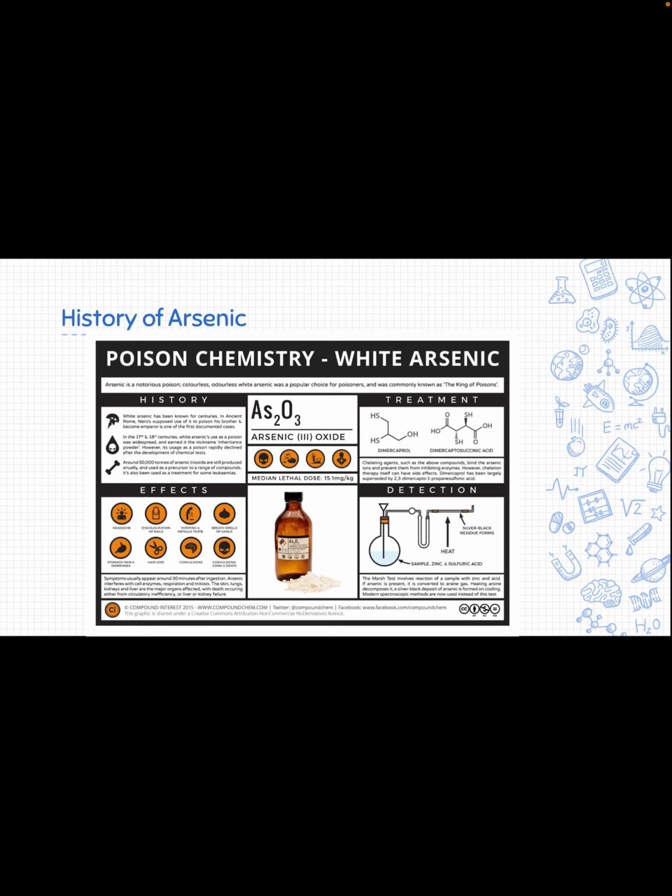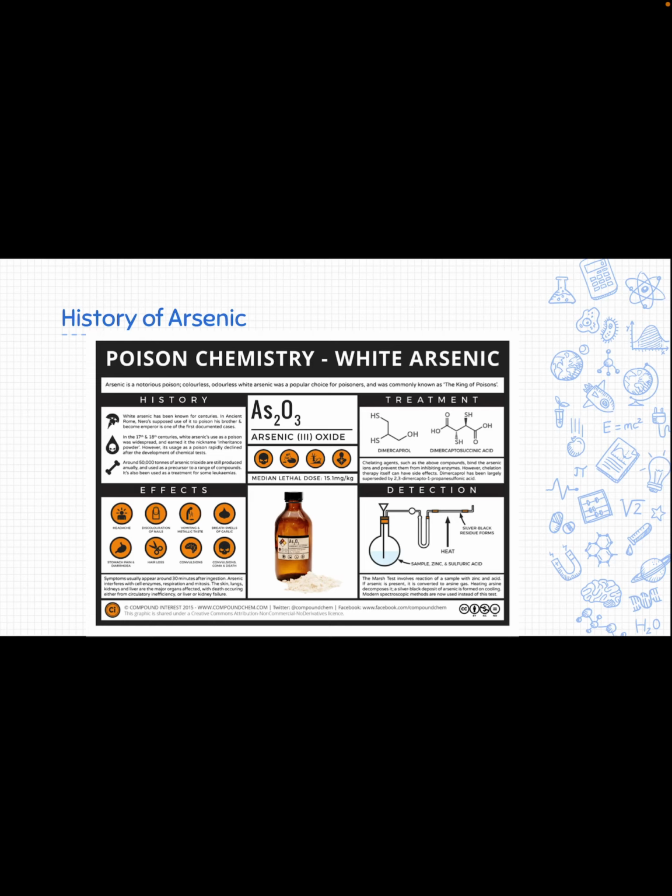Here's a very cool visual for you, just some poison chemistry of white arsenic. So there's different types of arsenic. This specific one is arsenic oxide. Very small dose to kill someone. Effects could be headaches, discoloration of nails, vomiting, or a metallic taste in your mouth. Your breath might smell like garlic. You may have stomach pain. You may have hair loss, convulsions, and potentially death. So it also shows a couple of treatments, and it also shows how we can detect it.